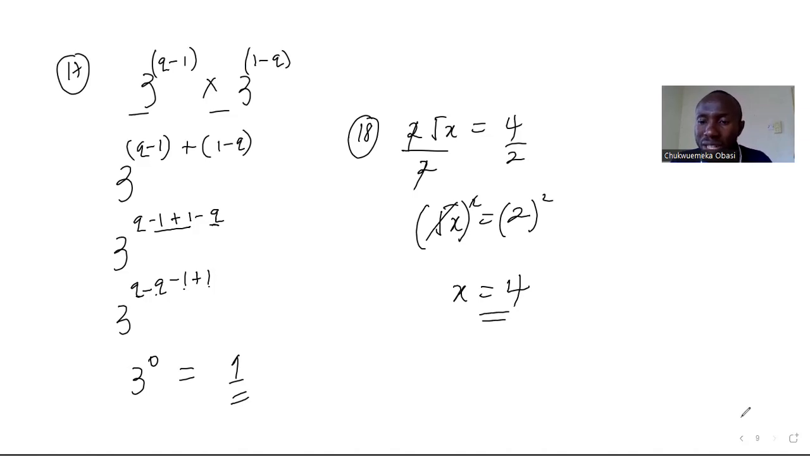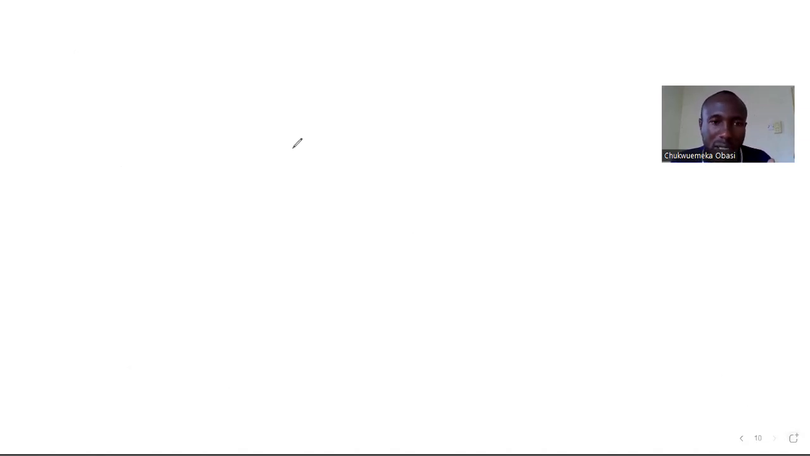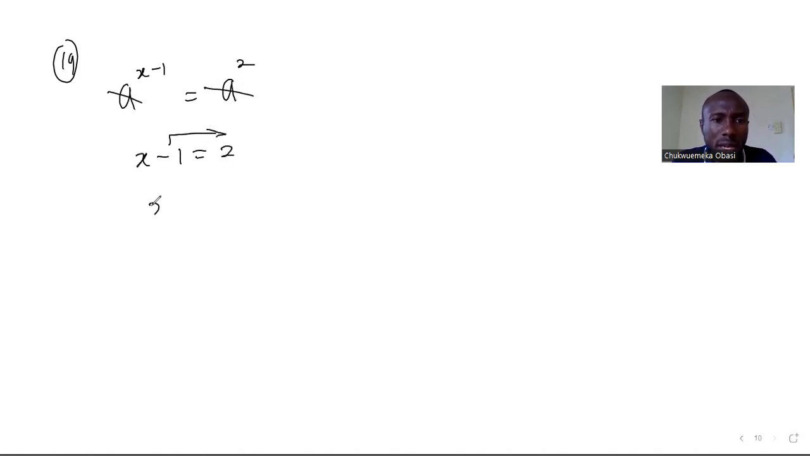Now, I feel like solving one last example, that's question 19. Question 19 is saying a to the x minus 1 is equal to a to the 2. They both have the same base. So just go ahead and cancel out the base, equate the exponents. So take like terms. You have x is equal to 2 plus 1. And of course, x must be equal to 3.